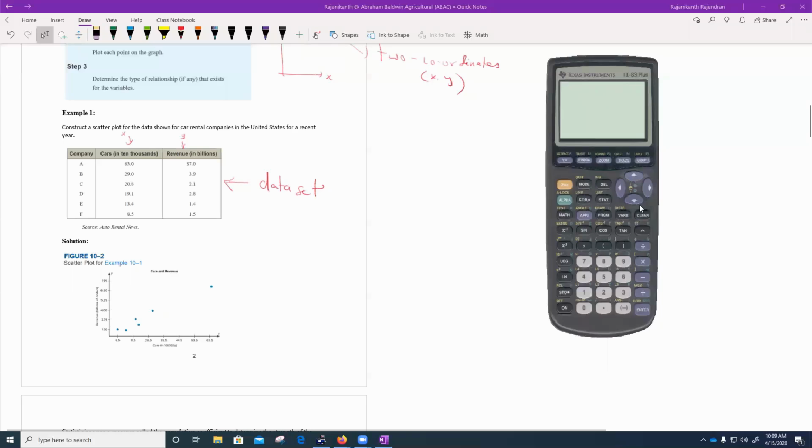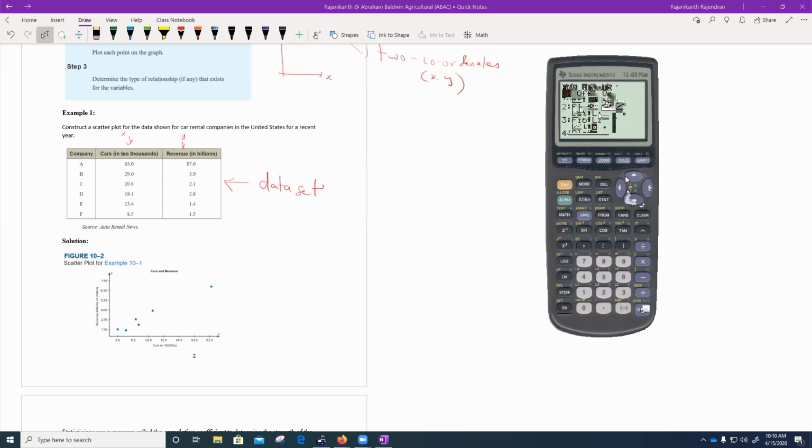Okay, so now how do you draw the scatter plot? Going to the step plot. So second with y. Okay, so now I'm choosing plot 1, which is on. So moving to plot 1, it is already on. Now what type of graph are we looking for? We are looking for the scatter diagram. So this is the scatter diagram.